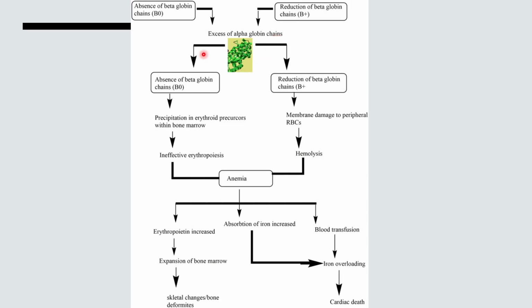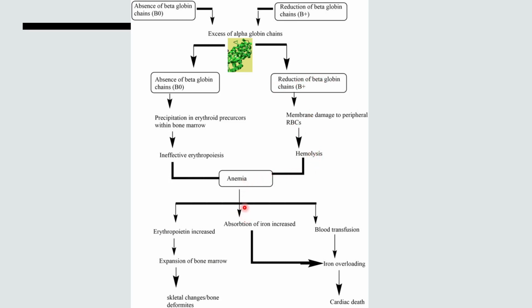Fine. That leads to two types of consequences. One is absence of beta globin chain, which leads to precipitation in erythroid precursors within the bone marrow. Next, it leads to ineffective erythropoiesis, which leads to anemia. And if there is reduction of beta globin chain, that leads to membrane damage to peripheral RBCs, which leads to hemolysis, and that ultimately leads to anemia.